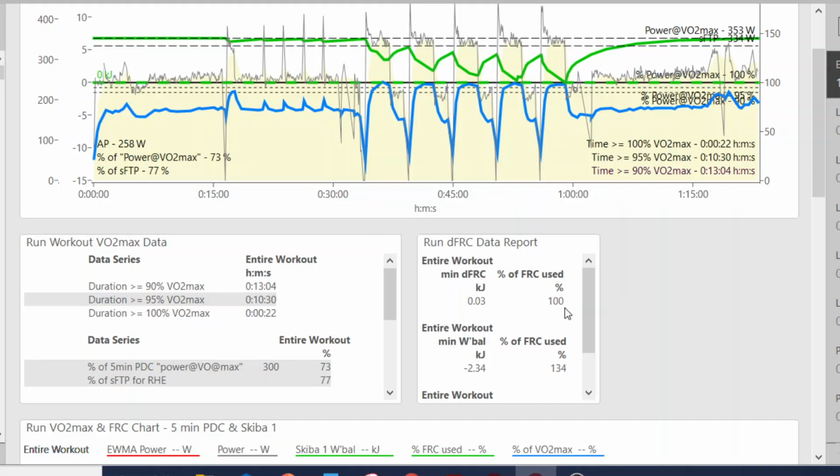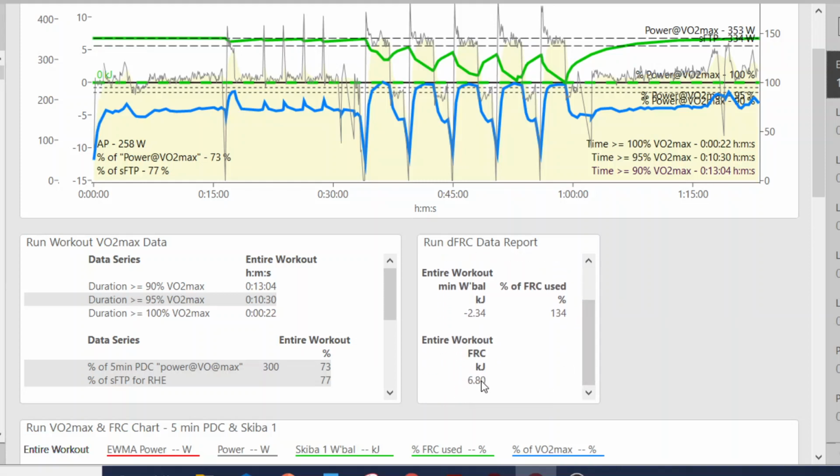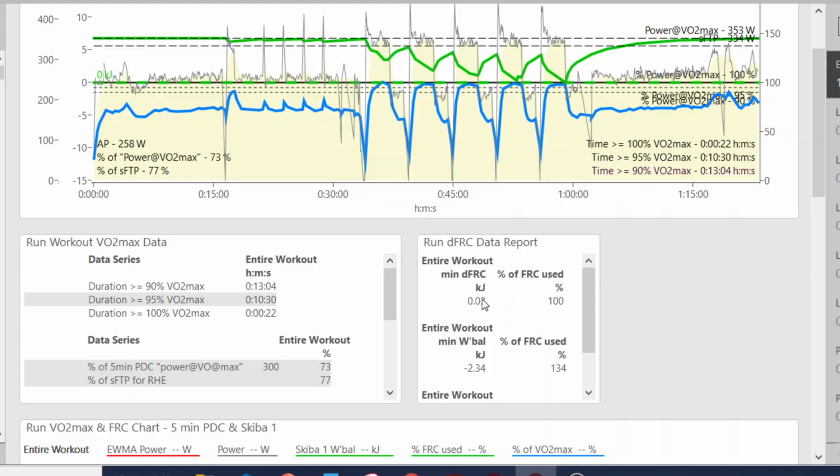This particular report tells you how much you used up of that FRC or reserve work capacity. This athlete's reserve work capacity is 6.8 kilojoules, and in this workout they used up pretty near 100% of it at the later stages of the workout, and got down to theoretically 0.03 kilojoules left in the tank, so to speak, of that reserve work.